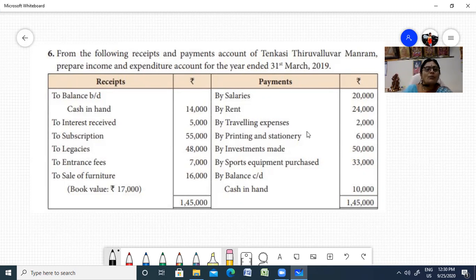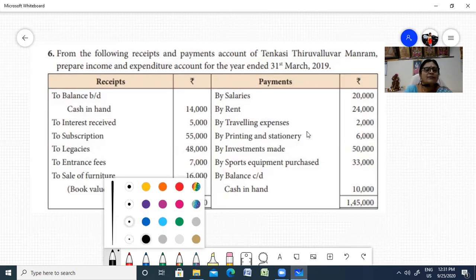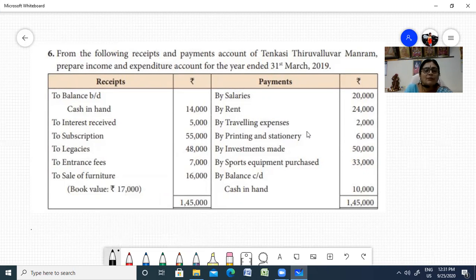Now see here in this problem, you have opening balance. Obviously, you're not going to take the opening balance, so put a dot at least, so that you don't take it while entering. Here you have income received, interest received, definitely you will be recording. Subscription you will be recording. Legacy is a capital receipt, not a revenue receipt, so it will not come, put a dot.